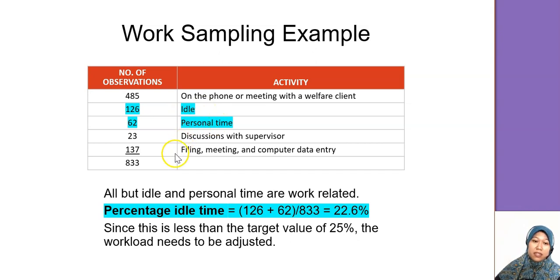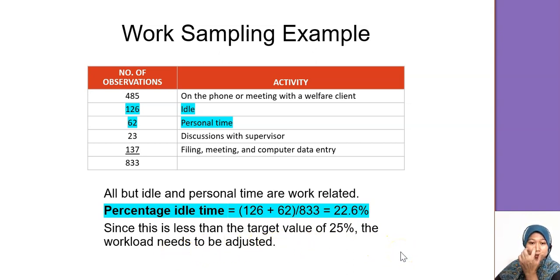When you use work sampling, it doesn't involve time compared to time study. They only use the percentage. So the percentage of idle time is 126 observations of the person doing nothing, plus 62 for personal time, divided by the total observations they did, which is 833. So 22.6% is the idle time. Since the target value is 25%, the workload needs to be adjusted.